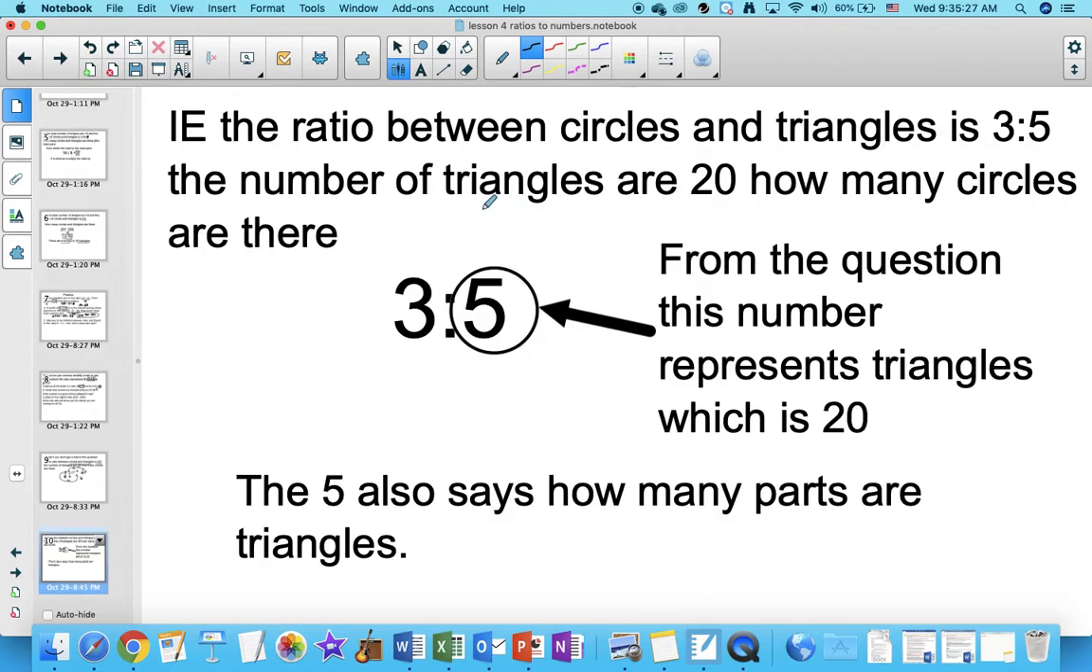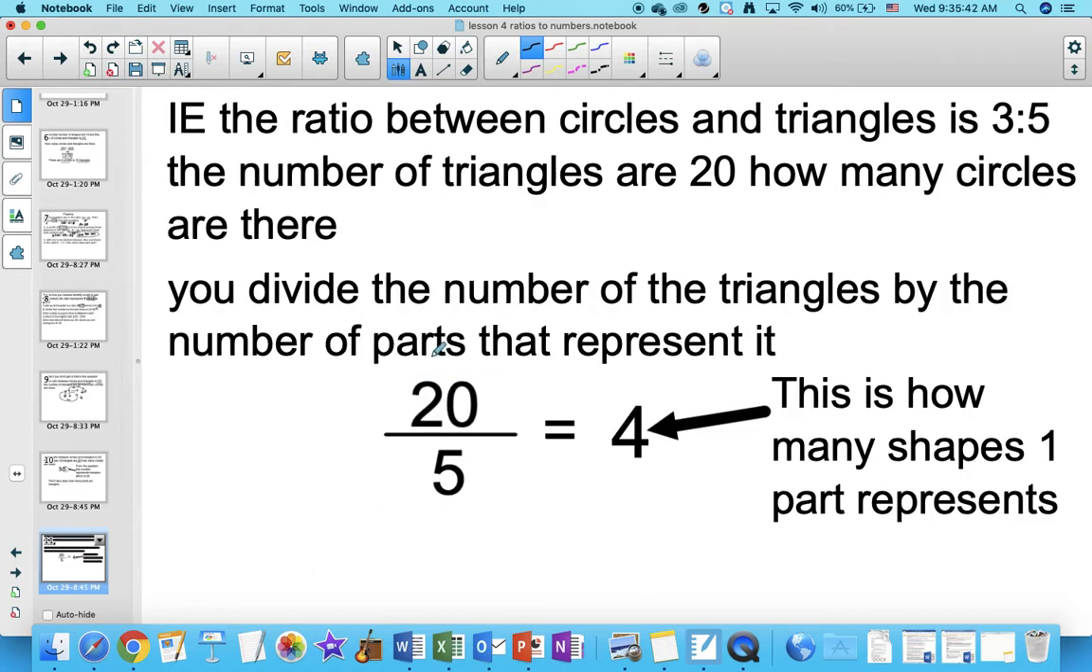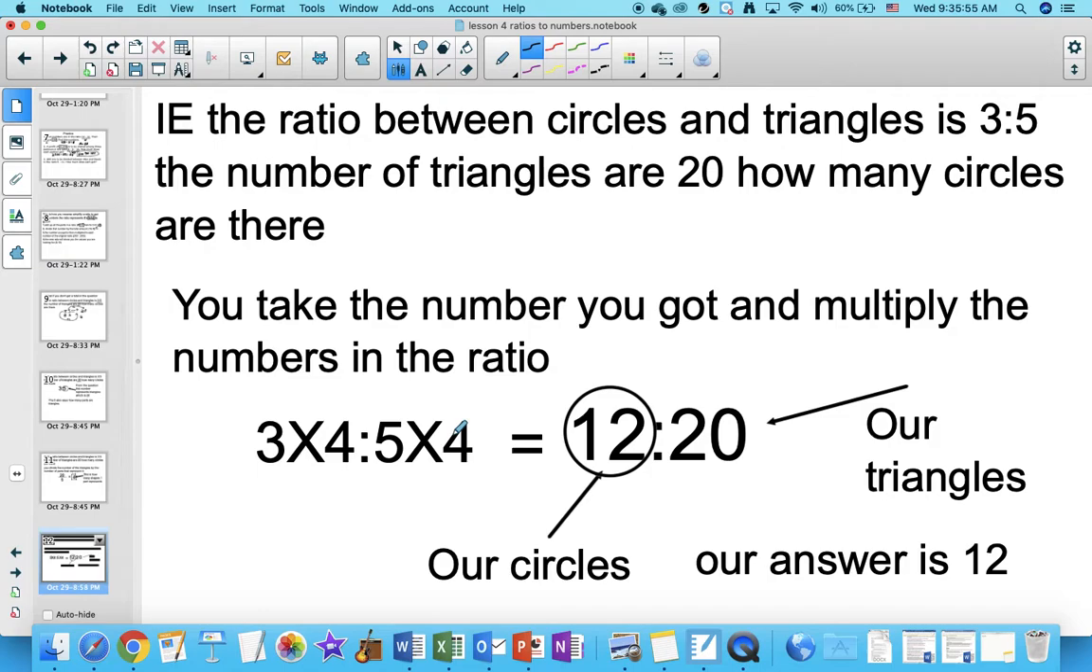Another way you could do this is just by looking at the number that represents the shape you're looking for, or the section you're looking for. So in this case, we're given 20 triangles. So we look at the triangle part of our ratio. And so we divide the number it gave to us by the number represented by it in the ratio to give us 4, or whatever number we need to multiply the ratio by. Then we just multiply the ratio by it, and that's it.